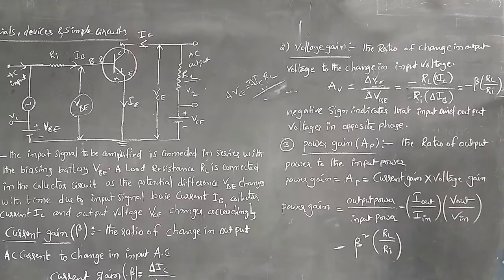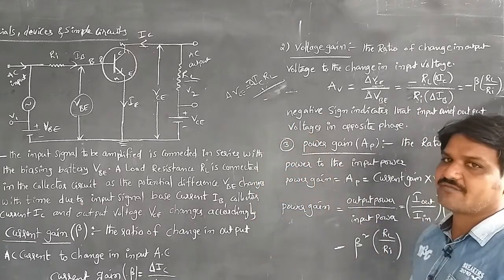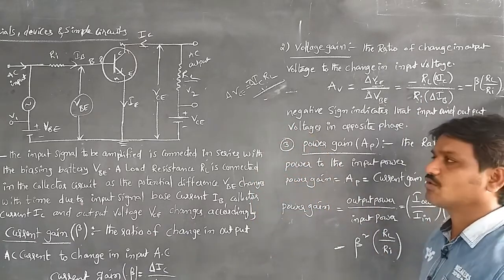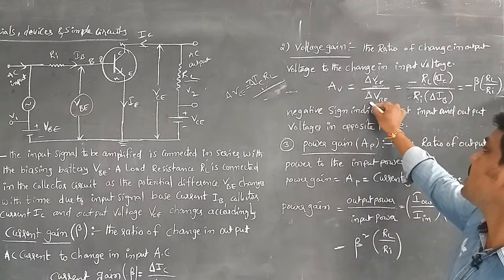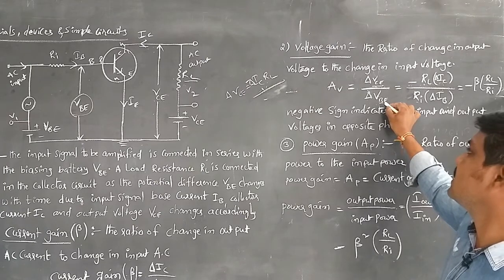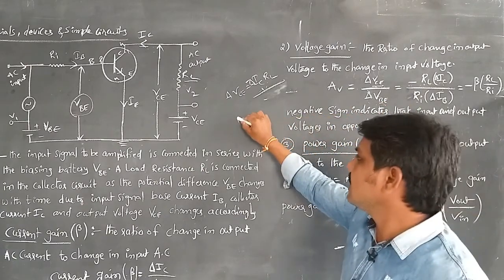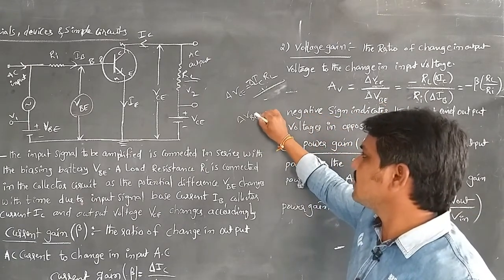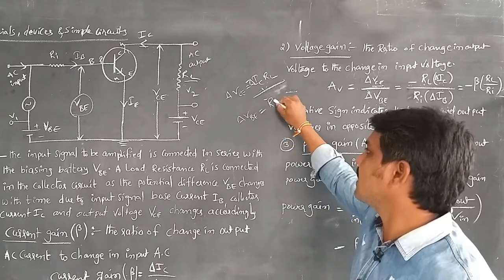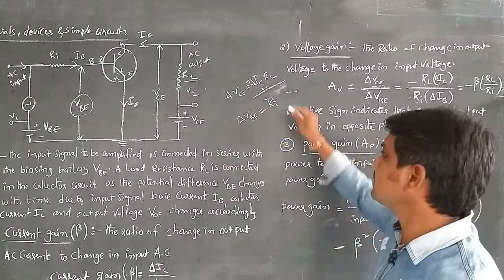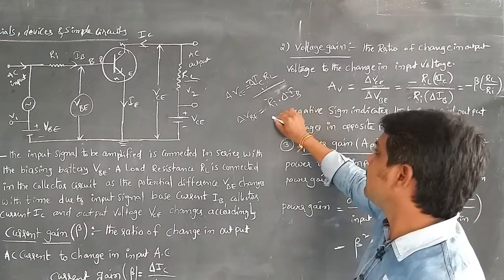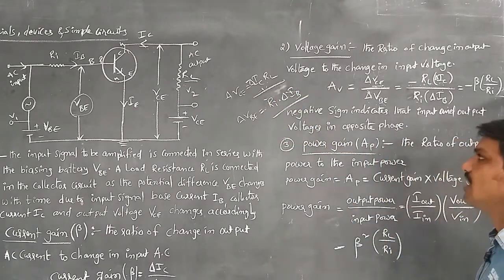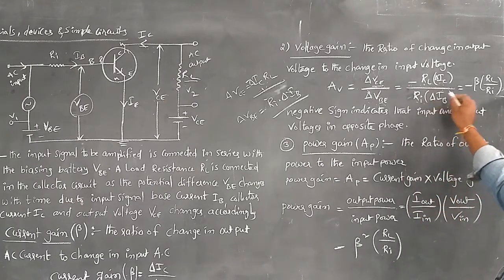What is VBE? It is the input potential difference across the base-emitter junction. So the change in input voltage is delta VBE, which is equal to the input resistance Ri into delta IB, where the input current is the base current. So Ri into delta IB. From that equation we can get the result.